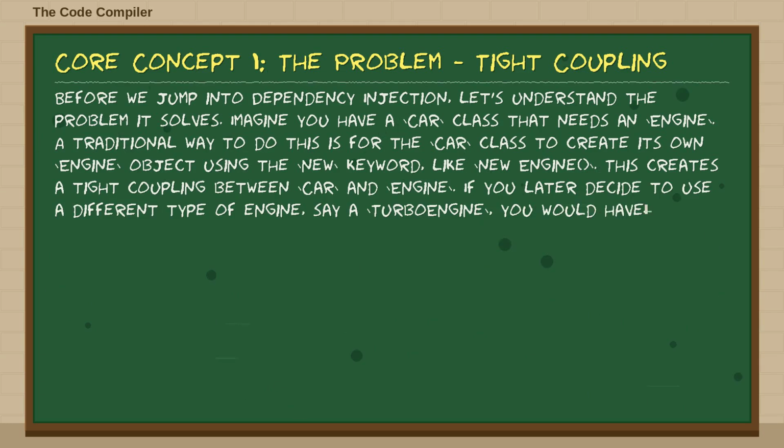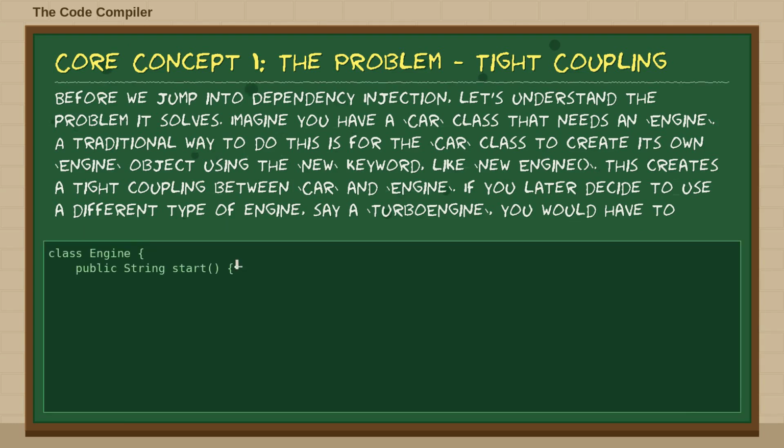If you later decide to use a different type of engine, say a turbo engine, you would have to modify the car class directly. This makes your code rigid, difficult to test, and hard to maintain. Changing one part can break another, making development complex. This direct creation of dependencies inside a class is what dependency injection aims to avoid.